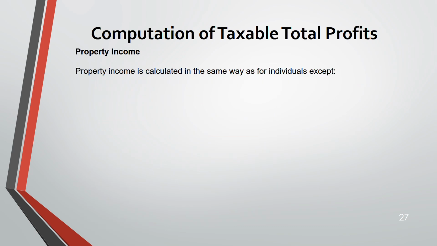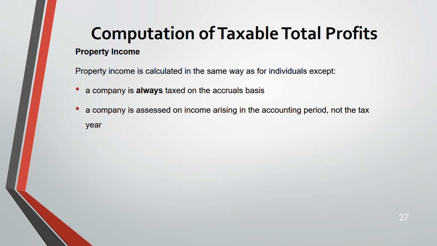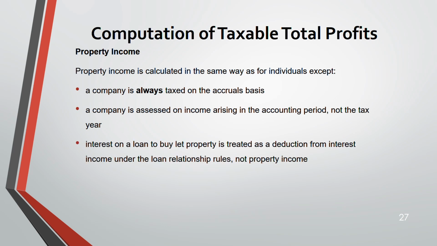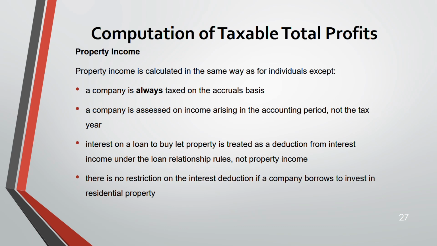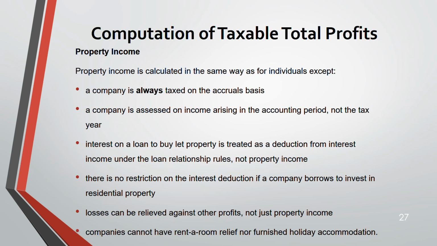Now, property income. Property income is calculated the same as for individuals except companies are always taxed on accrual basis. Companies are assessed on income arising in the accounting period, not the tax year. And interest on a loan to buy a let property is treated as a deduction from interest income under the loan relationship rules, not property income. There is no restriction on the interest deduction if the company borrows to invest in residential property, but in individuals there was a restriction. Losses can be relieved against other profits, not just property income. So company has more choices.